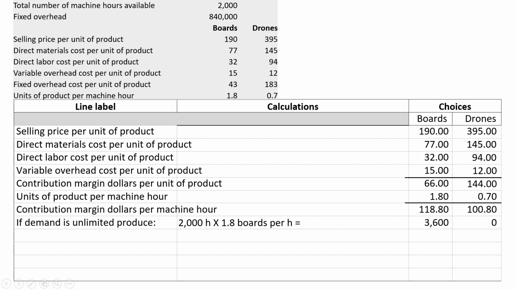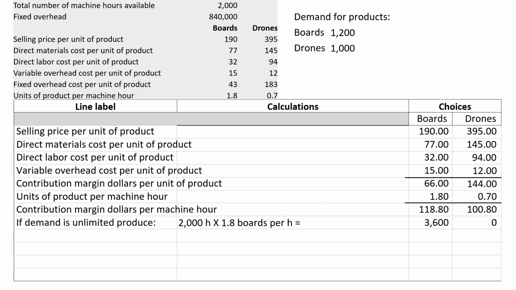The more common scenario is that we have limited demand for our products. So now we will assume that we can only sell 1,200 boards and 1,000 drones. It's going to take us 3 steps to figure out our optimal sales mix. Doesn't it make sense that we would first figure out how many hours we'll use up making as many of our more profitable product as we can sell?